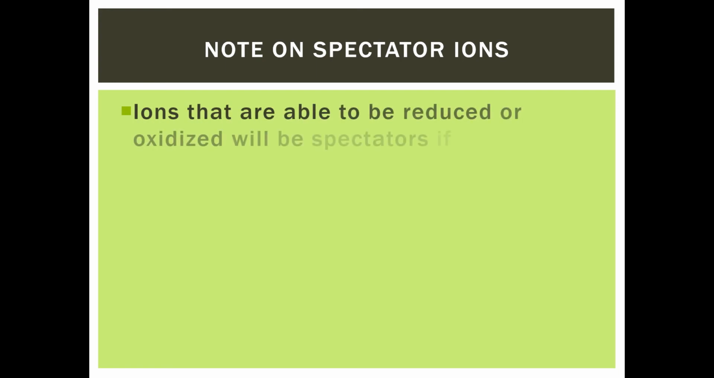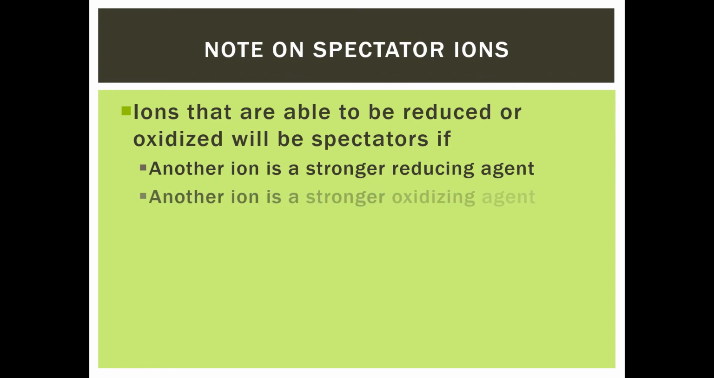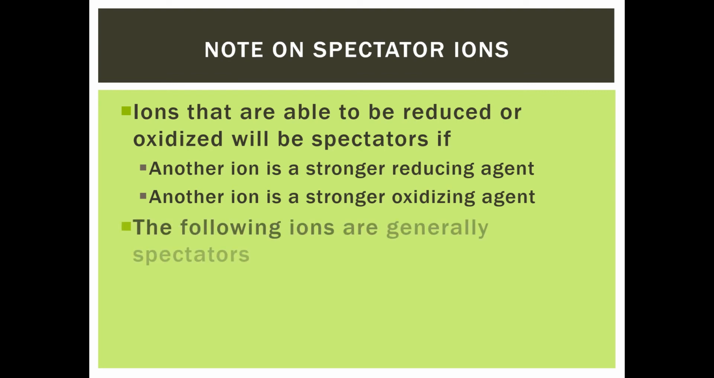Now, there are such things as spectator ions when we're talking about preferred reactions, and these are ions that have the ability to be reduced or oxidized, but generally in the presence of a stronger oxidizing agent or a stronger reducing agent, these ions choose not to. So if there's an ion that is either a stronger reducing agent or a stronger oxidizing agent, they will be the ones that will be preferentially oxidized or reduced. The other ions have to wait their turn. Okay.